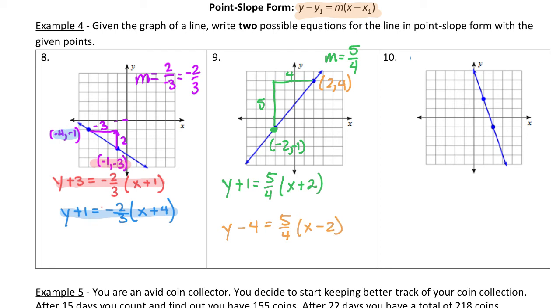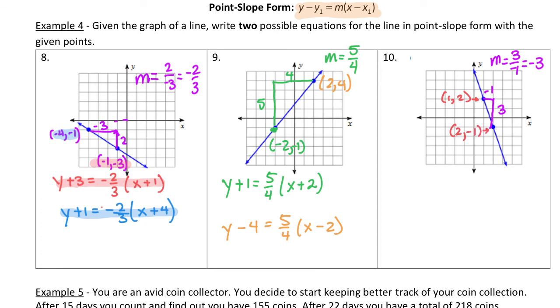For example 10, I'd like you to do some of the work. What is the slope for example 10? Hopefully you found a slope of negative 3. Now the 2 points that are given here, it looks like this first one is 1, 2. That's this point here. And our second point is 2, negative 1.